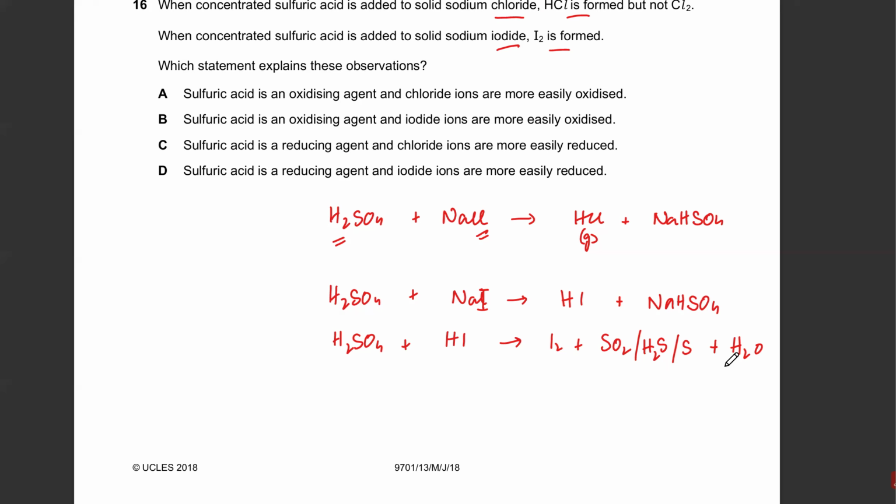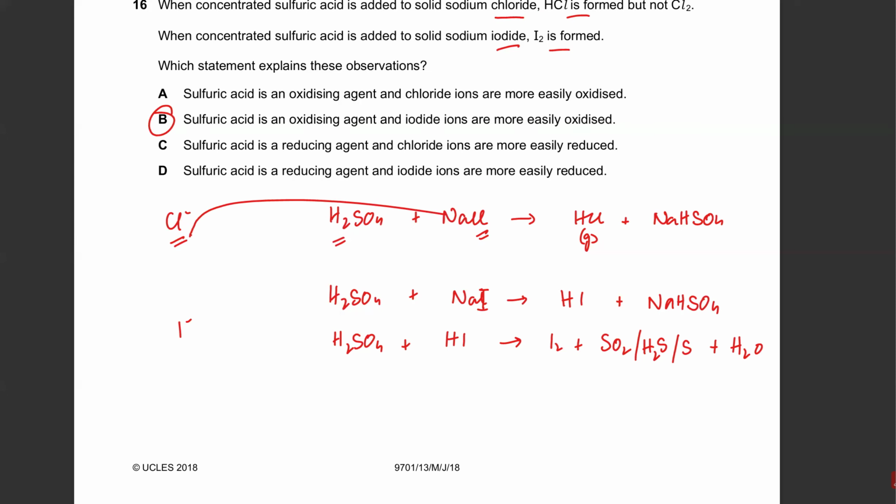Because iodide ions are stronger reducing agents than chloride ions. Yeah, so it's B, right? Because you got Cl minus one, you got I minus one. Cl minus one does not like to lose electrons. It's a small atom. It likes to gain electrons. It likes to keep its electrons. It's strongly attracted to its electrons because it's less shielded. The electrons are closer to the nucleus.